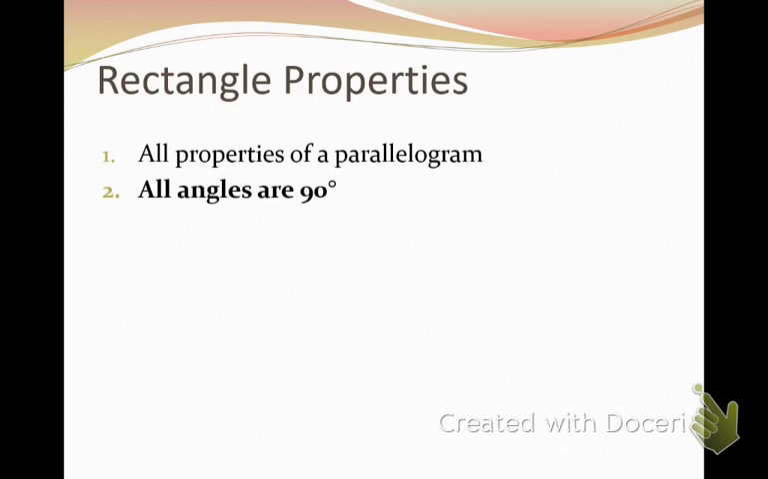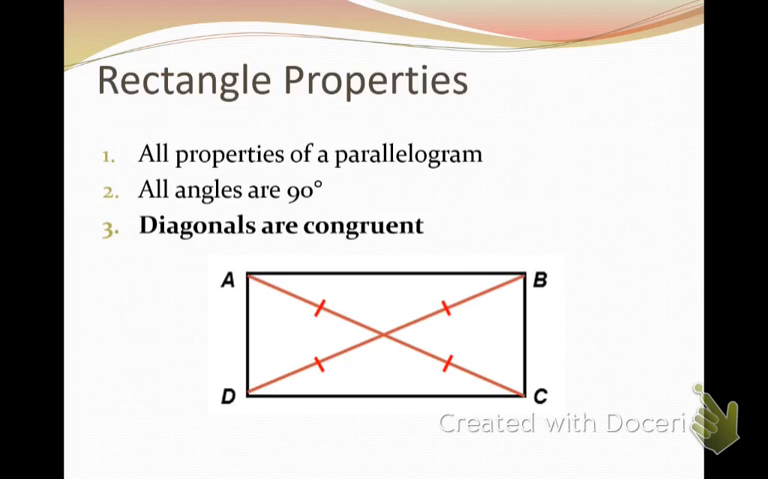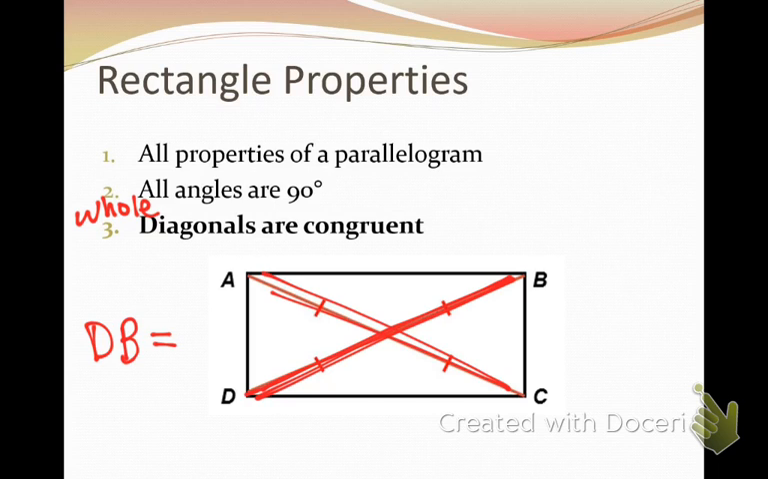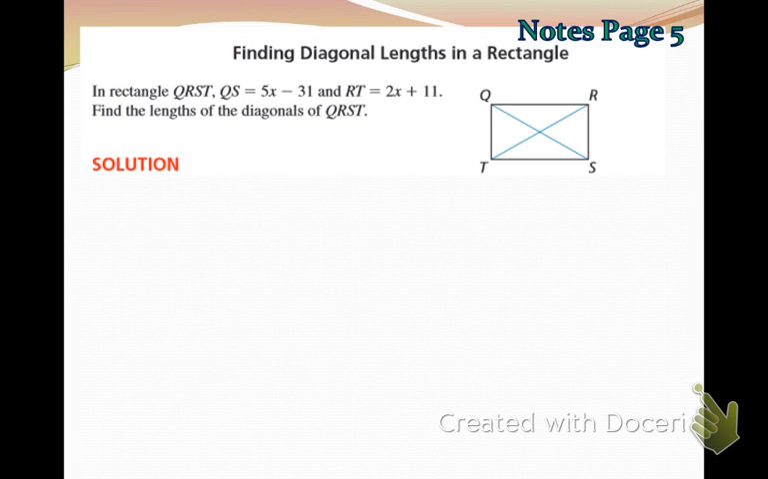And then the last one is pretty easy. Diagonals are congruent. If you even want to write whole diagonals, whatever the length of DB is, it's going to be the same length as AC. So the whole diagonal is congruent to the whole diagonal. We're going to go to the next page. This is the last math we do for today.